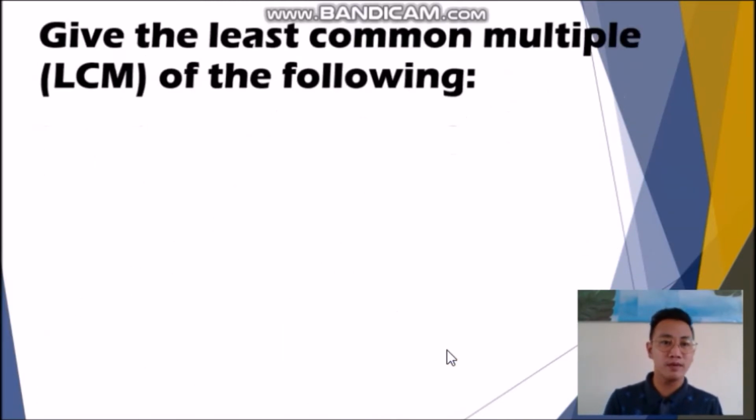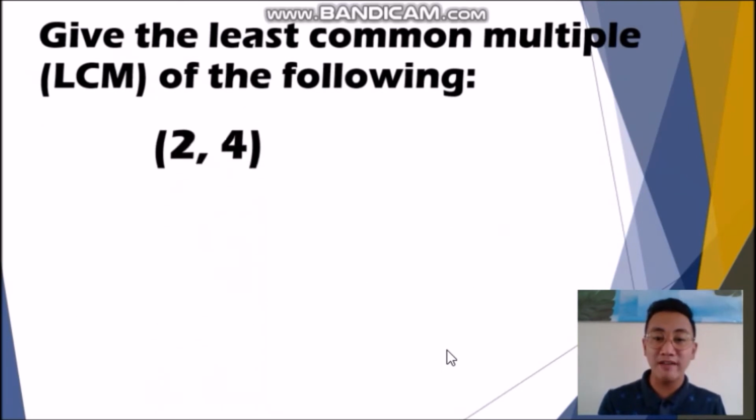Let's have an example. Give the LCM of the following, 2 and 4. So the given numbers are 2 and 4. This will be our A and B. Think of the smallest positive integer that can be divided by 4 and 2. Maybe you are thinking 8. Yes, 8 can be divided by 4 and can be divided by 2. Now think another number smaller than 8 that can be divided by 4 and 2. That's correct. 4, because 4 can be divided by 4 and 4 can be divided by 2. Are you thinking another number smaller than 4? There's none. So therefore, the LCM of 2 and 4 is 4.